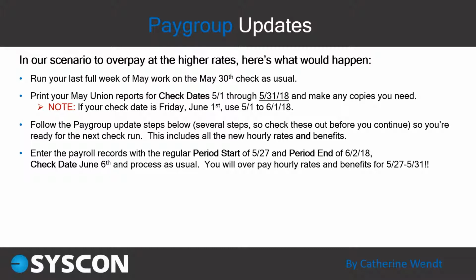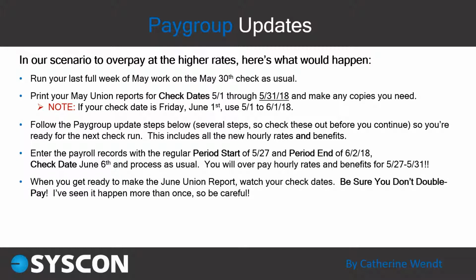Enter the payroll records with the period starting of 5/27 and the period end of 6/2 like you normally would. And that check would be dated Wednesday, June 6th. And you're going to process it as usual using the higher rate and higher benefit for that mixed work week. When you get ready to make the June union report, watch your dates. Be sure that you don't double pay anything. You're going to run that report for all the dates starting with the first check in June at the new rate. So be careful that you don't double pay.